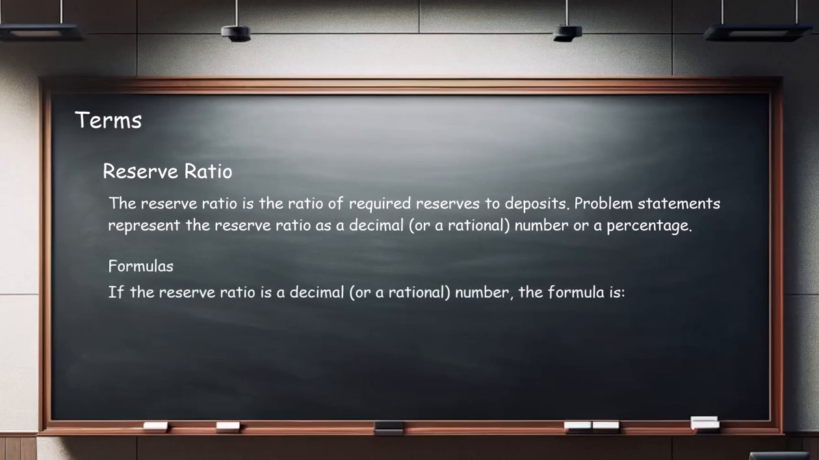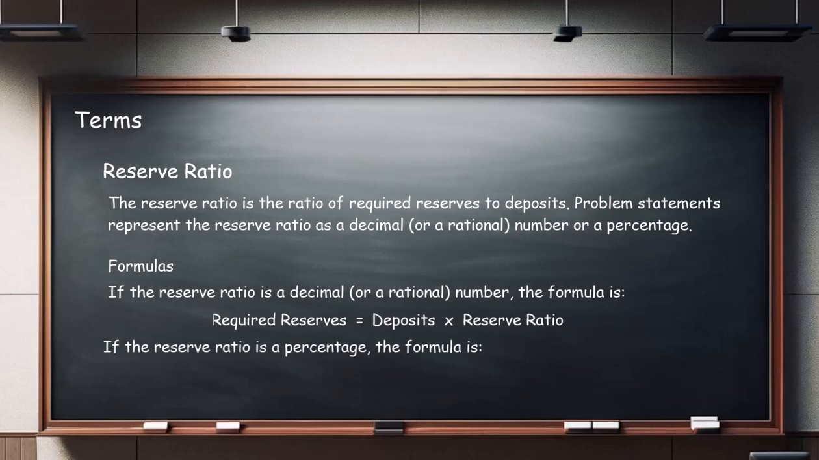If the reserve ratio in the problem statement is a decimal or a rational number, the formula for calculating the required reserves is: required reserves equal deposits times the reserve ratio. If the reserve ratio is given as a percentage, the formula is: required reserves equal deposits times the quantity of the reserve ratio as a percentage divided by 100%. A bank's required reserves are part of its deposits. The government requires them to be kept on hand to satisfy the customer demand for their funds.